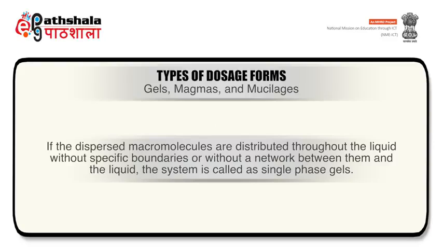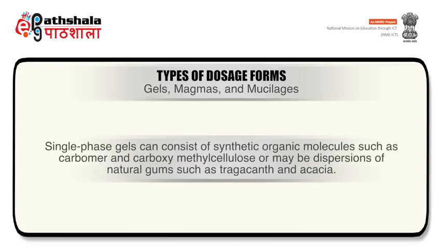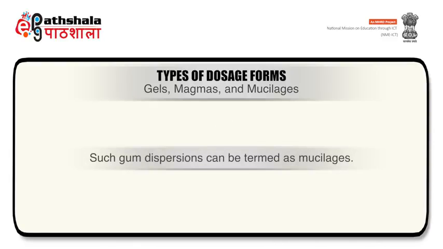If the dispersed macromolecules are distributed throughout the liquid without specific boundaries or without a network between them and the liquid, the system is called single-phase gels. Single-phase gels can consist of a synthetic organic molecule such as carbomer and carboxymethyl cellulose or may be dispersions of natural gums such as tragacanth and acacia. Such gum dispersions can be termed mucilages.